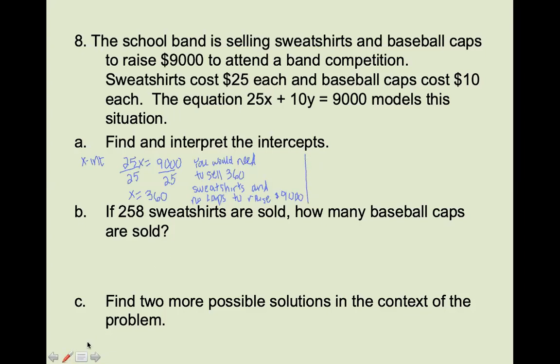Let's look at the y this time. So y-intercept. This time I'm putting 0 into x and solving for y. So I have 10y equals 9,000. And that is a 9, by the way. It kind of looks like a 4. So this time we get y equals 900.